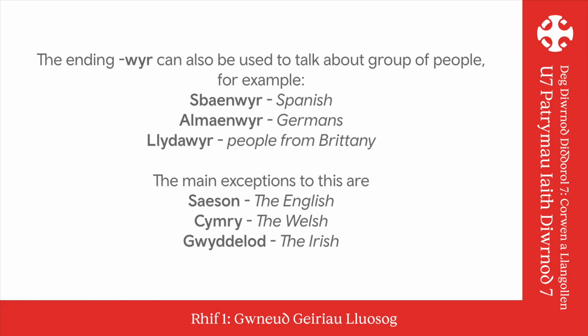Wyr. This ending can also be used to talk about a group of people. For example, Sbaenwyr, Spanish, Almaenwyr, Germans, Llydawyr, people from Brittany. The main exceptions to this are Saeson, the English, Cymry, the Welsh, Gwyddelod, the Irish.